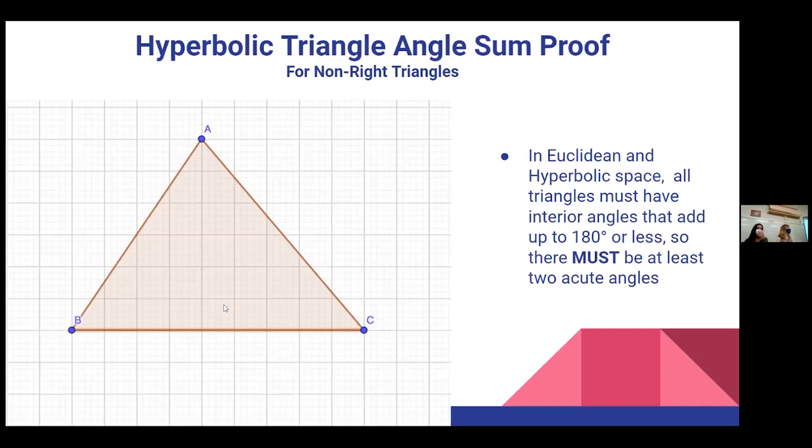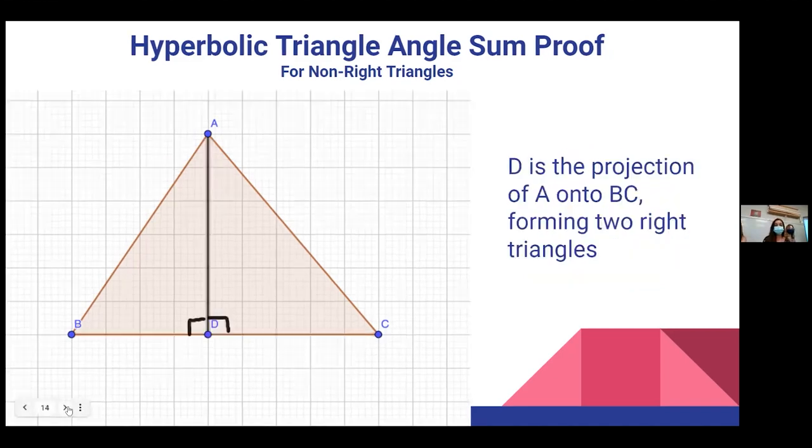So now that we've looked at right triangles, we can now examine non-right triangles. And in Euclidean hyperbolic space, all triangles must have an interior angle sum of less than 180 degrees, which means that there has to be at least 2 acute angles. And in this example, we can say those 2 angles are angles B and C. So now we can see that angle D that's created down here is a projection of angle A onto line segment BC. And a projection is essentially when you drop a perpendicular line from an angle, in this case, angle A, and it forms 2 right triangles because of these right angles here.